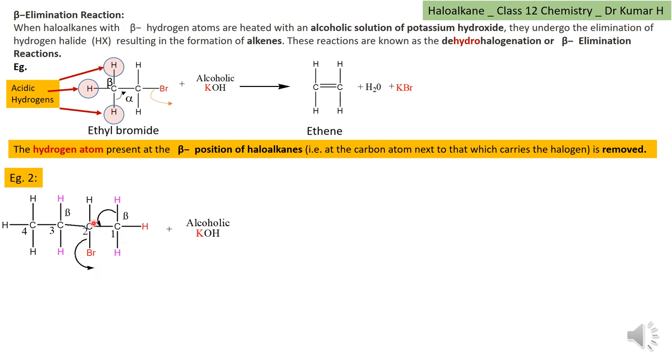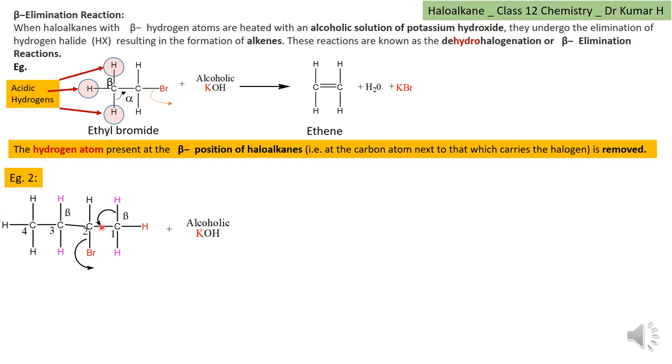In this case, let us see how the reaction proceeds when it is heated with alcoholic OH. Now here, this is the alpha carbon. The carbon possessing Br is the alpha carbon. It is connected to one carbon on the left-hand side and another carbon on the right-hand side. Both of these carbons are called beta. This is beta, this is beta, then gamma, like that it goes.